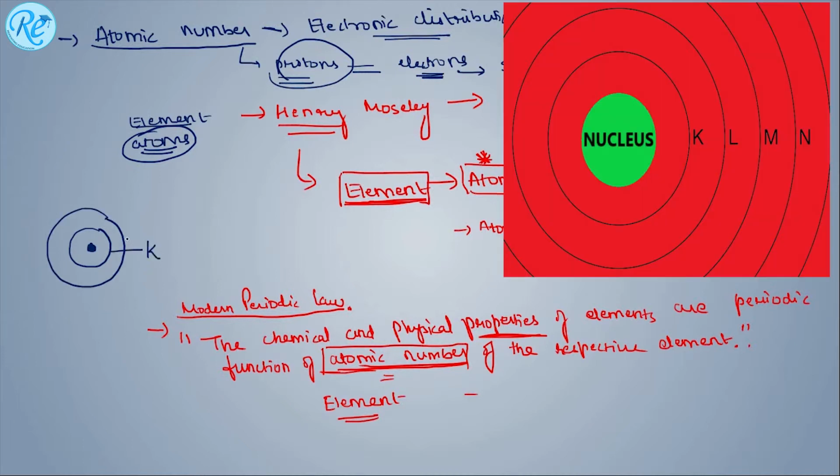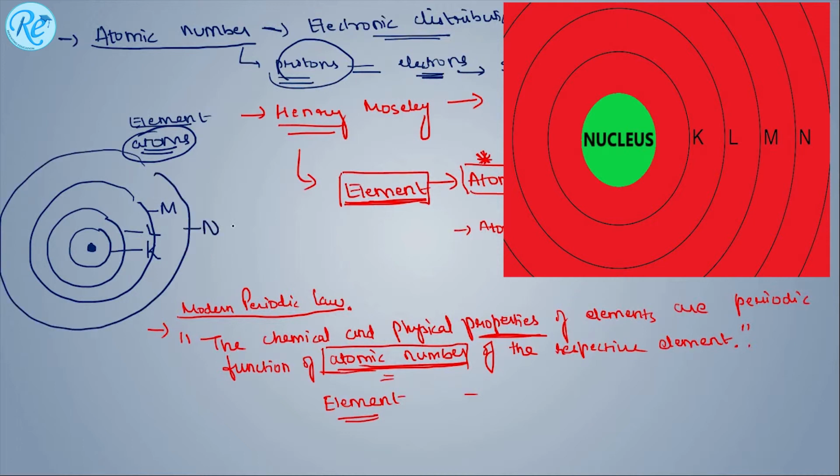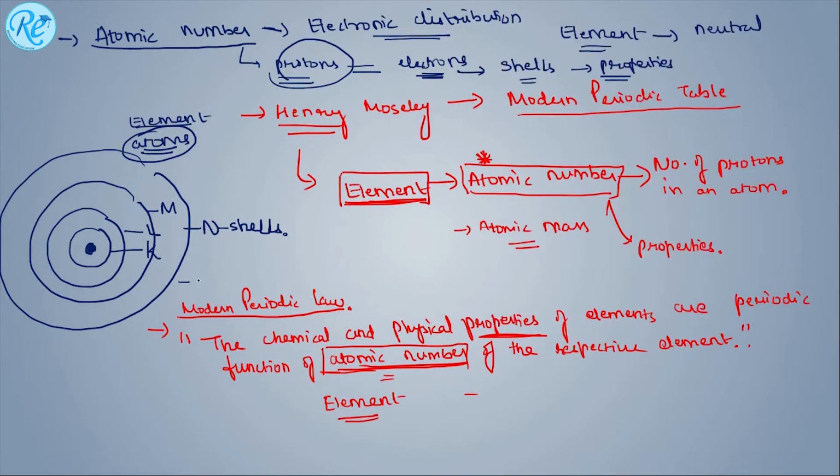The innermost is named K, then L, M, and similarly the outer one will be N. These are the shells. The number of protons present in the center will be equal to the number of electrons, and these electrons are present in the shells. The number of electrons present in the last shell of any element is known as valency. So this valency is again one important term. Let us discuss a little bit about this valency first.